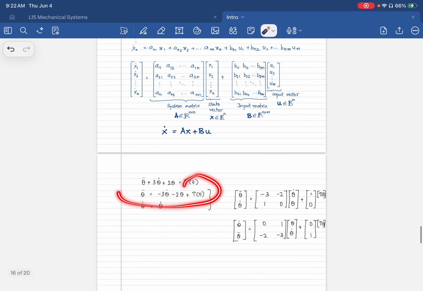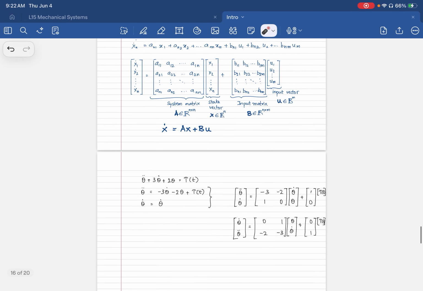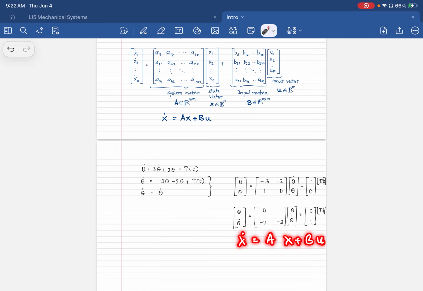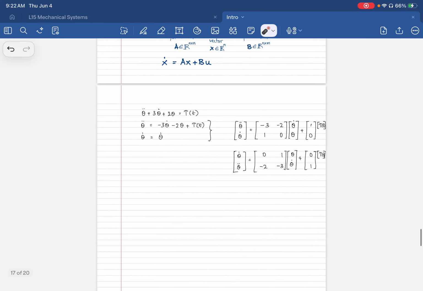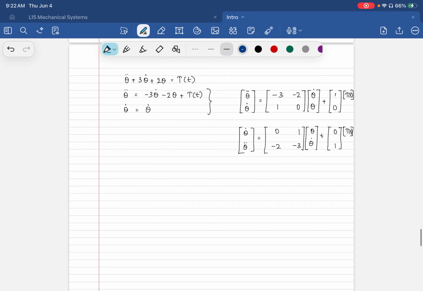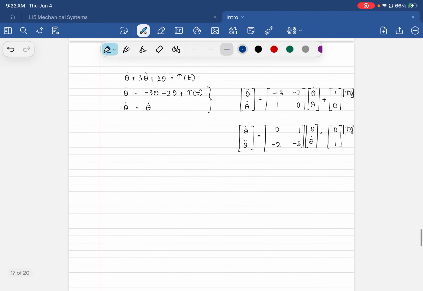We have a very simple example where it was just one second order ODE, and you now write it here as x dot is equal to Ax plus Bu. And this here is your state matrix. This here is your state vector, which has been differentiated here. B is your input matrix, and u is your input vector. Okay, going forward, every time that we write down our equations of motion, we'll also write in the state space representation.